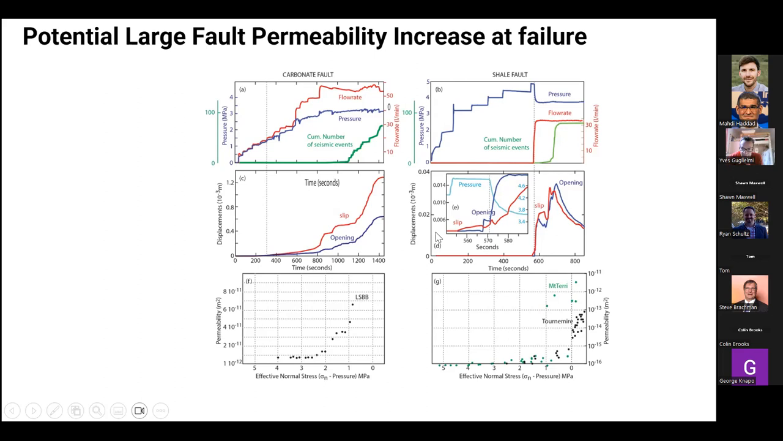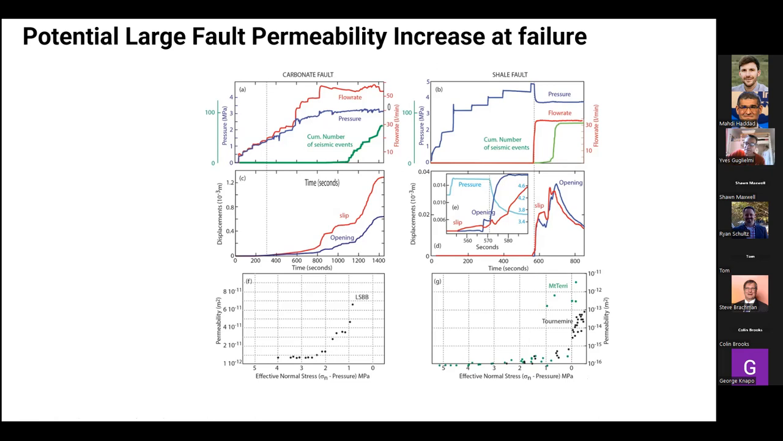But what I am adding here is the lower graph, which shows how the fault permeability, which is the y-axis on the right, increased with the diminution of the effective normal stress in the fault. What you see is that it increased by several orders of magnitude. And you also see that we had to almost lower the effective normal stress on the fault to zero to get that permeability increase.